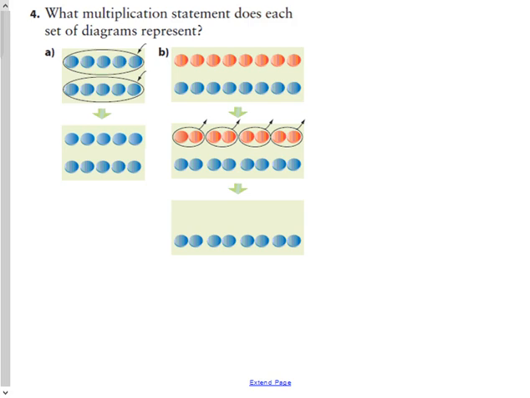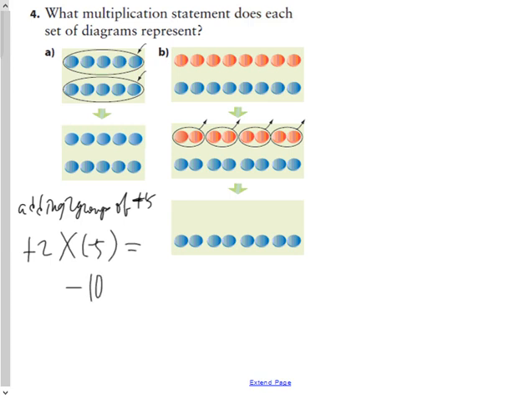Question number 4 says, what multiplication statement does each of these sets of diagrams represent, A and B? If this question is given to you on your test, what you have to ask yourself when multiplying is, are you adding groups or removing groups? In the first question, A, you are adding 2 groups of negative 5, sorry, negative 5. So adding 2 groups of negative 5 is your expression. And when you add 2 groups of negative 5 to something, you end up with a product of negative 10.